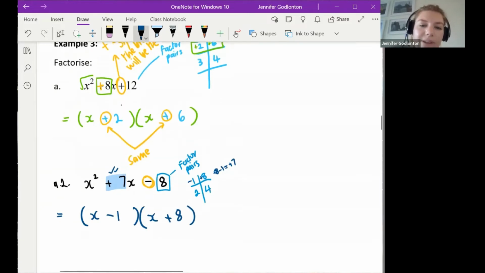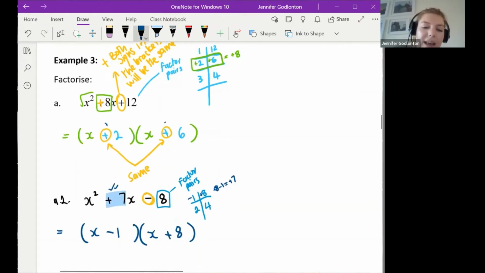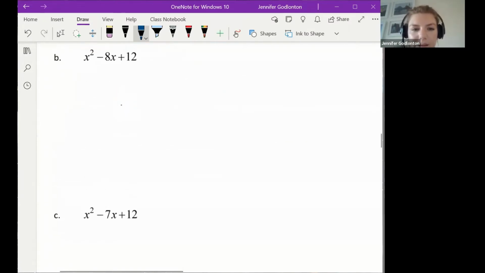So if the sign that's on the right is positive, then both of the signs that are in the brackets are the same. And if the sign on the right is negative, then the signs in my brackets will be different. Okay, so if the sign on the right is positive, then they're both the same. If the sign on the right is negative, then they're both different. Okay, give these two a try.